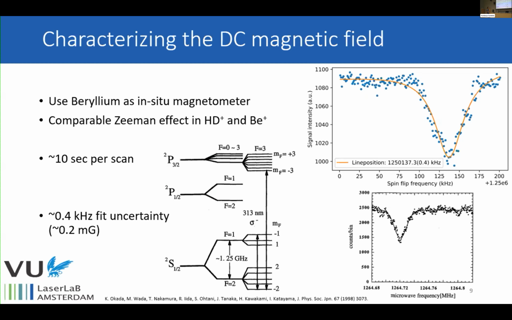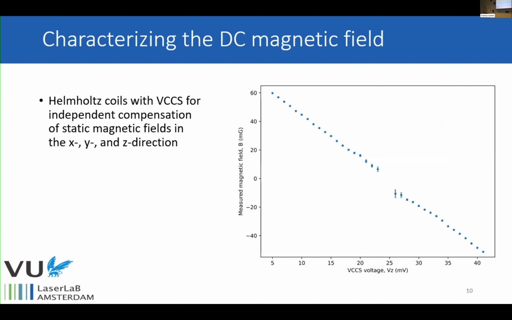And then scanning over this, we have Helmholtz coils in all directions with voltage controlled current sources. So we can independently control the static magnetic fields in all directions. If we scan over the voltage for one of the coils, in this case the z-axis, then we can measure the magnetic field at every value. The magnetic field is the result of all of its contributions in all the different directions.